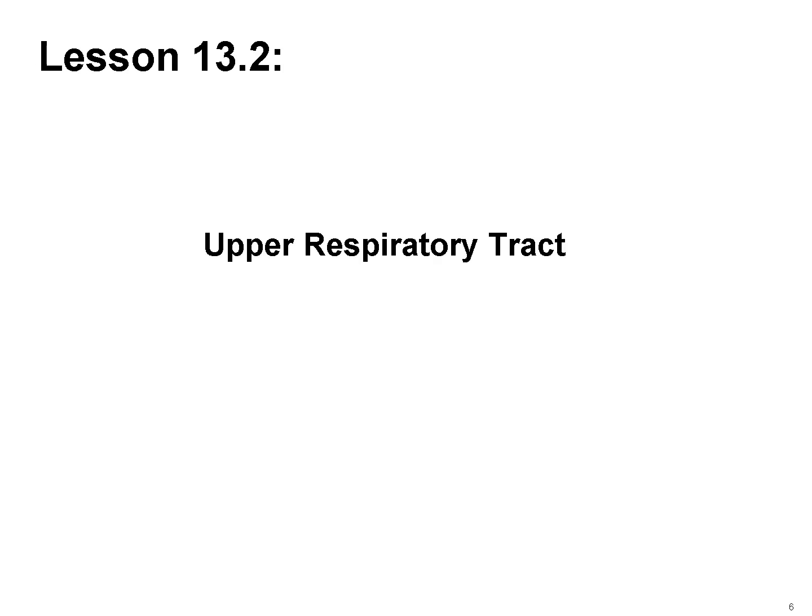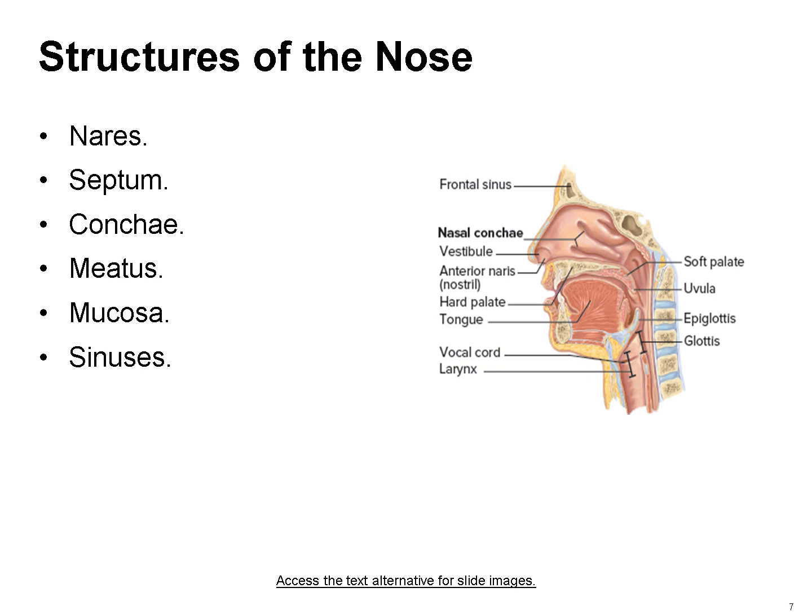Let's discuss the upper respiratory tract. The nasal cavity is a vital part of the respiratory system, playing key roles in breathing, protection, and even voice resonance. Let's explore its structures and functions. The nares are the openings of the nose, commonly called nostrils. They allow air to enter the respiratory system. The septum divides the nose into left and right compartments. This structure is essential for airflow balance.